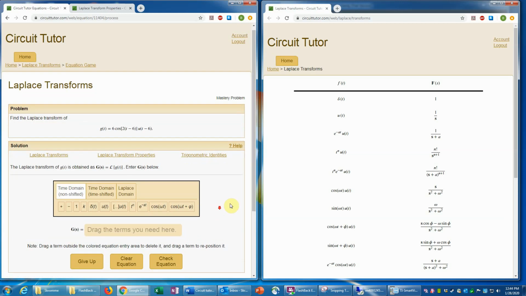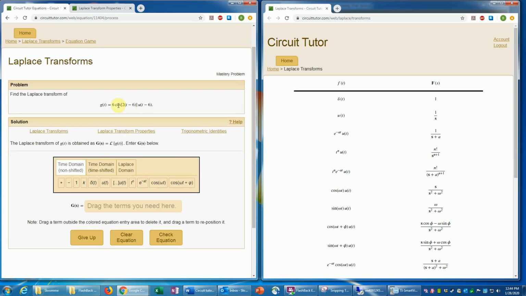So once again, we can see that this problem involves time shifting. Here we've shifted both the cosine function and the unit step function by an amount of 6 seconds. The units are not indicated there, but those are understood, if not otherwise indicated, to be seconds. So that means we'll again need the exponential factor.